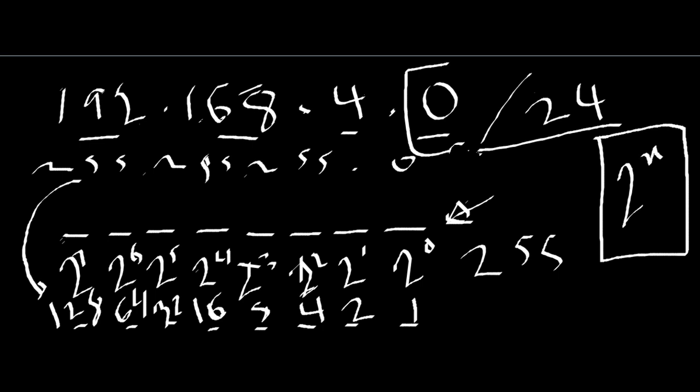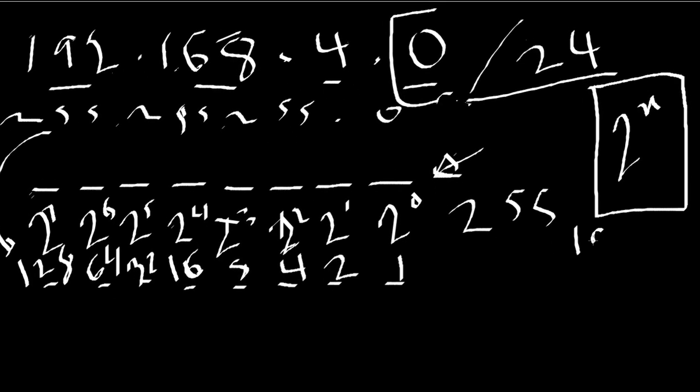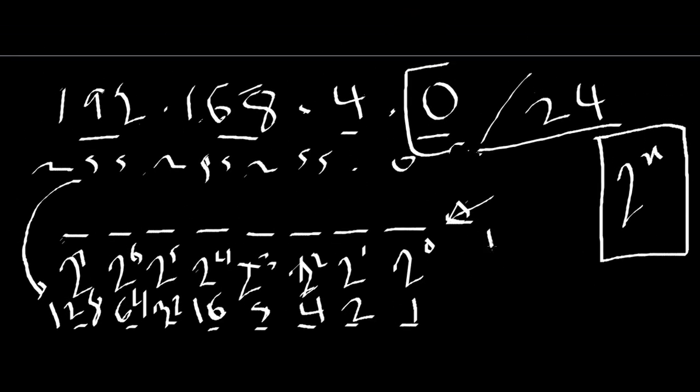128. Hey, wow, 128. 128 plus, let's see the next number, 64. I wish I could do something rough here, represent it so we all see. 128 plus 64 gives us 192. That's exactly the number we're looking for.